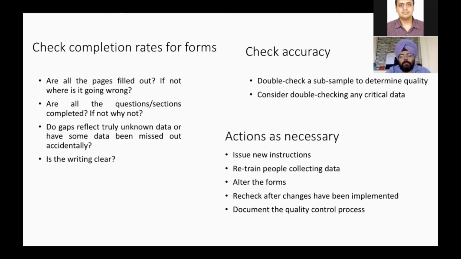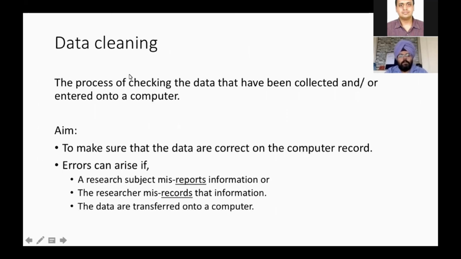Then actions are taken as necessary. Either instructions are given to the interviewer, the retraining of people is done so that all of them are on the same page, or we change the form. If a particular question is not being answered properly, you change the language or the preset of the questions which is being asked, and we check the changes again. Have the changes been implemented? And we document whatever checks have been made, whatever inaccuracies and quality control flaws were there, and when the flaws were rectified and quality was achieved.